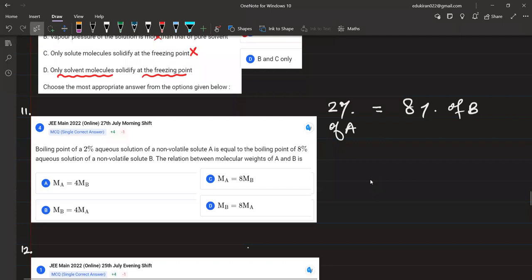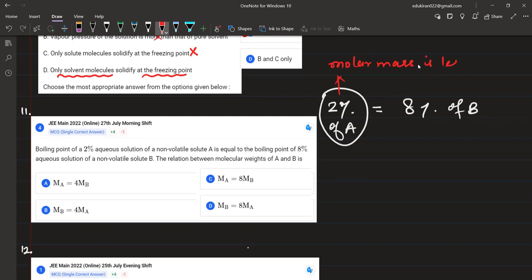A. Very good. Because A is more efficient in lowering the boiling point. Can I say that? Yes or no, please tell me. Yes, sir. A जो है, वो 2% में जो काम कर दे रहा है, वो B कितने परसेंट में कर रहा है? 8% में कर रहा है. That is why, what I can say, in lowering the boiling point, A is more efficient. A is more efficient only because its molar mass is less. ठीक है, molar mass is less.